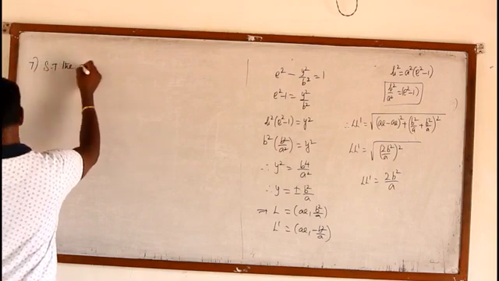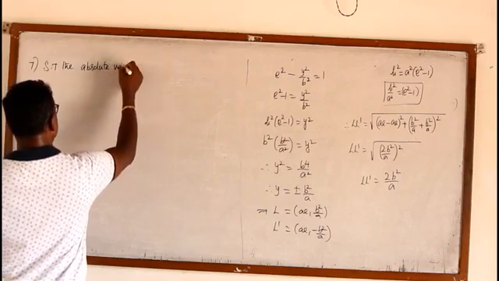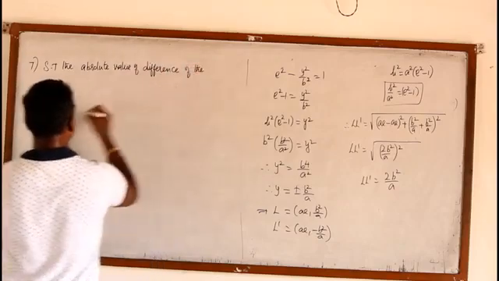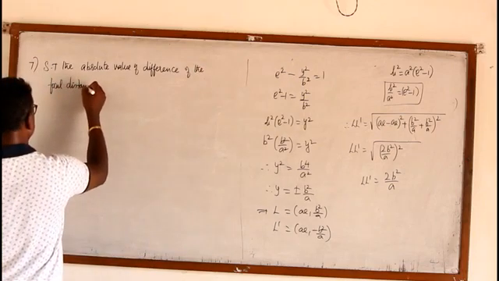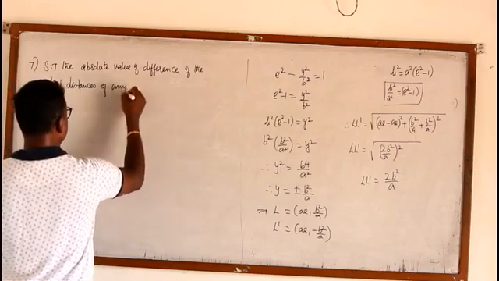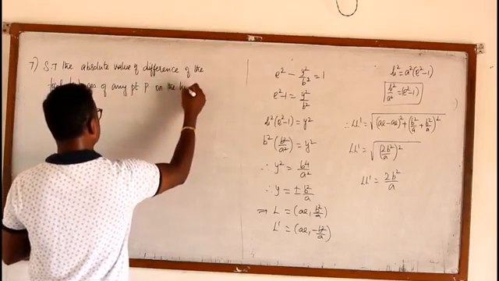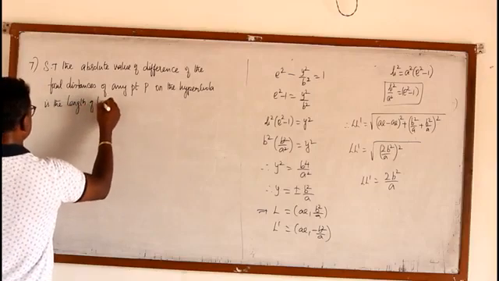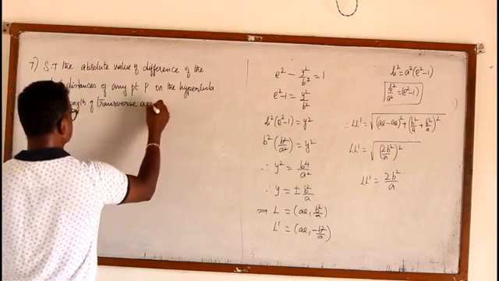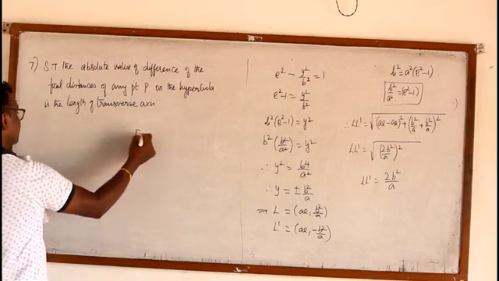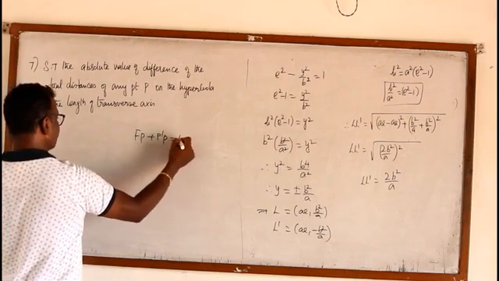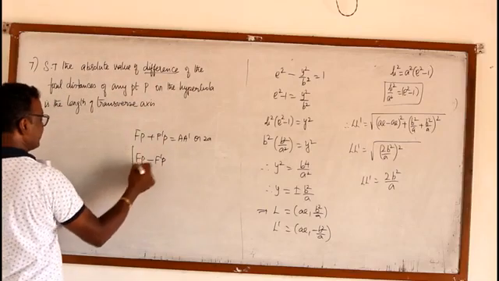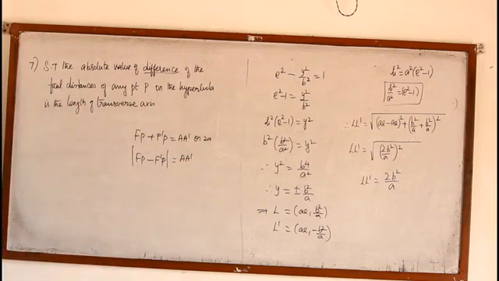Show that the absolute value of the difference of the focal distances of any point P on the hyperbola is the length of the transverse axis. That is, remember for the ellipse we studied the sum of the focal distances FP plus F dash P equal to AA dash or 2a. Similarly, now the absolute value of the difference FP minus F dash P is given by the same thing, AA dash. This we have to prove.